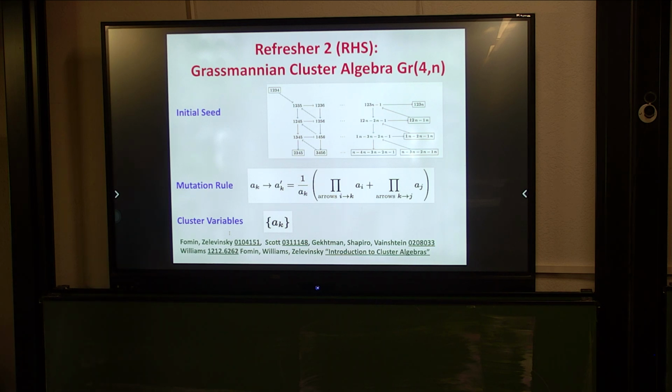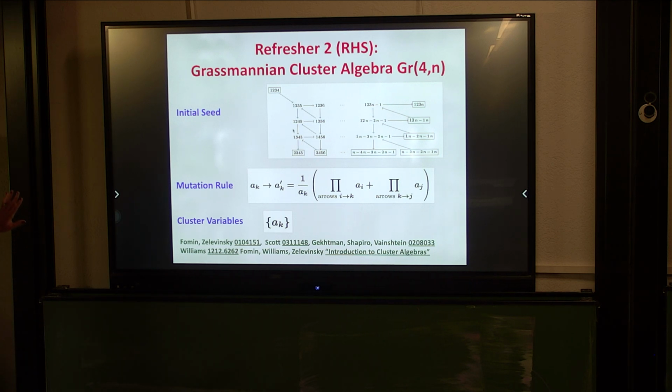Then the math. It has already been reviewed, so I won't say it again. What we're talking about is Grassmannian cluster algebra. To define the cluster algebra, you need two things: an initial seed and a mutation. The initial seed for Grassmannian Gr(k,n) looks like this, and depending on the variables, you have the mutation rule.